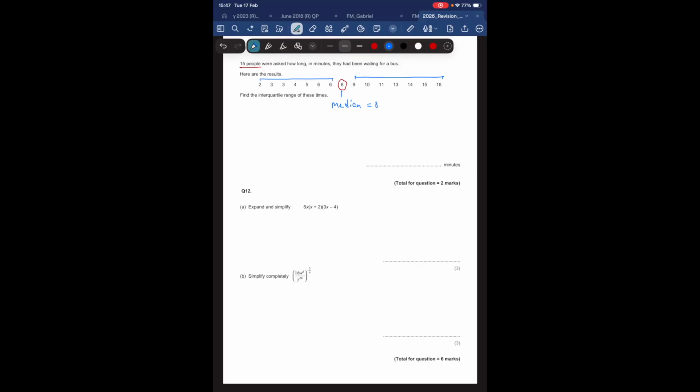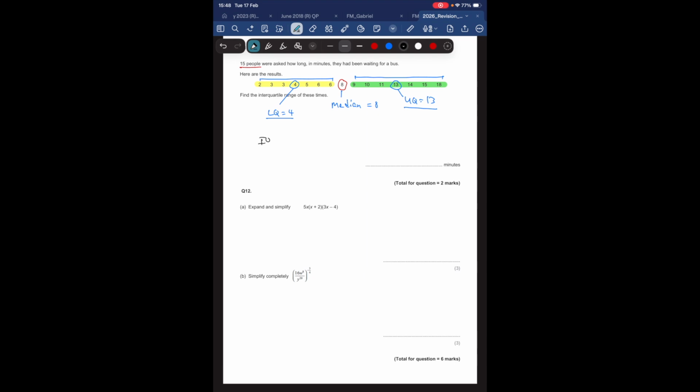Now, because we've got one value in the middle, if we just look at the left-hand side of our data here, we've got 7 values. The value which is in the middle of these is 4, and that's what we call the lower quartile. So the lower quartile is going to be 4. If we look at the upper half of our data, namely these values here, the value which is in the middle of the upper half is going to be 13, and that's what we call the upper quartile. So we know that the lower quartile is 4, and the upper quartile is 13.